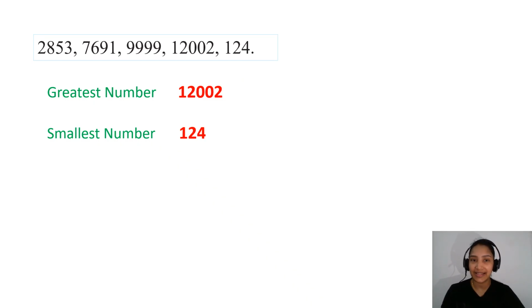Okay, do you understand how to find out the greatest number and smallest number? By comparing. Comparing is easy, right? Yes, it is easy. So easy, simple questions are there in mathematics. You have to concentrate a little bit.